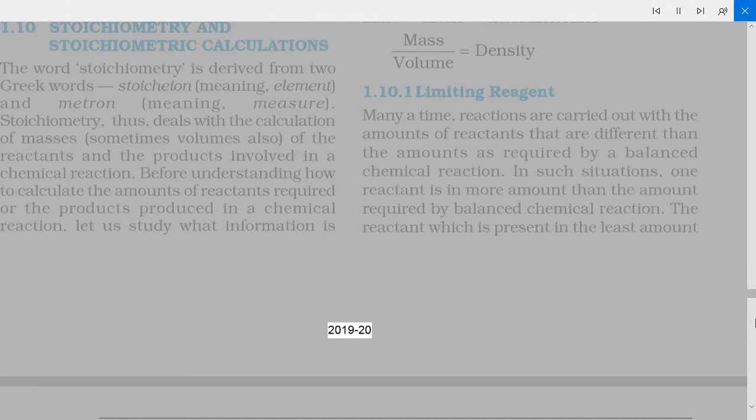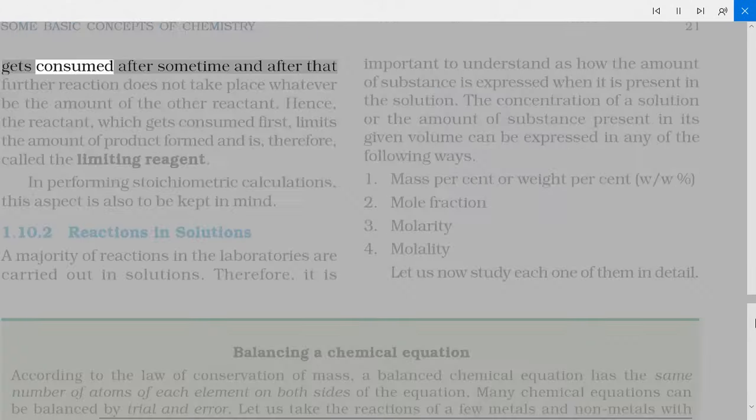After that, further reaction does not take place, whatever be the amount of the other reactant. Hence, the reactant which gets consumed first limits the amount of product formed and is, therefore, called the limiting reagent. In performing stoichiometric calculations, this aspect is also to be kept in mind.